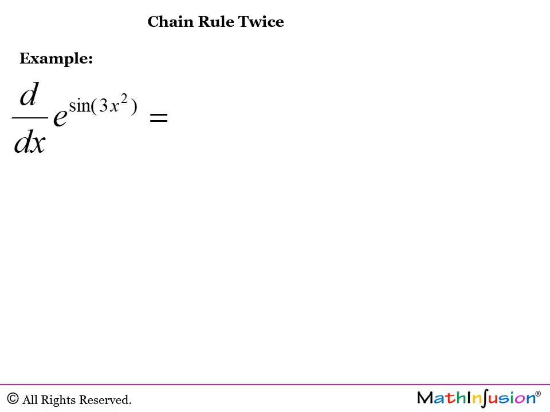In our first example, we are going to see a derivative of a function that is a composite of three functions. We're going to do it in two ways. We will start by just applying the chain rule twice. The first thing you noticed is that u should be sine of 3x to the power of 2, and the outer function is e to the u.